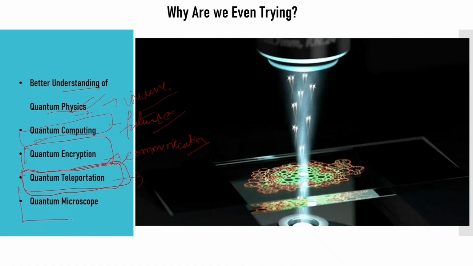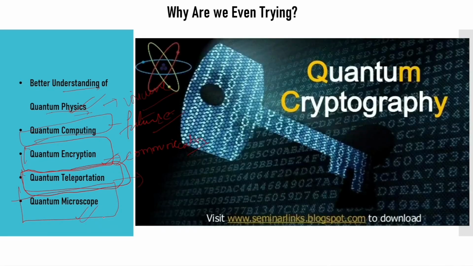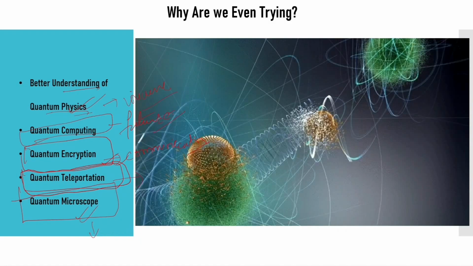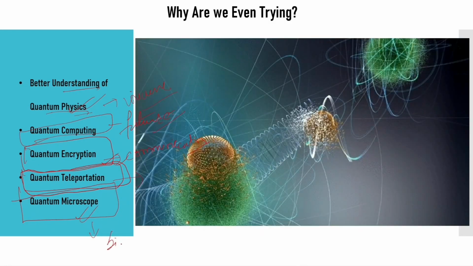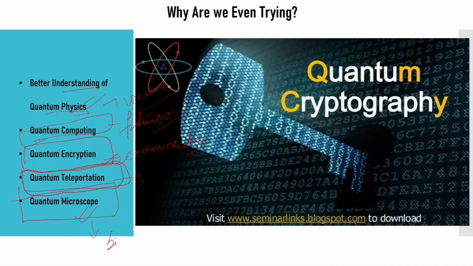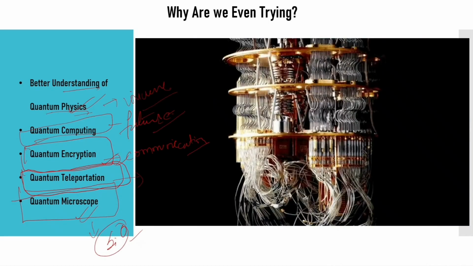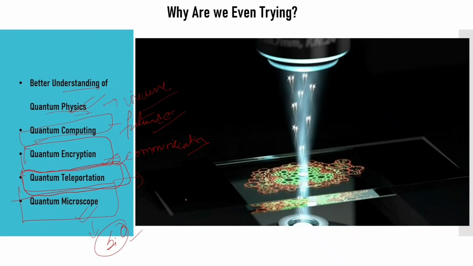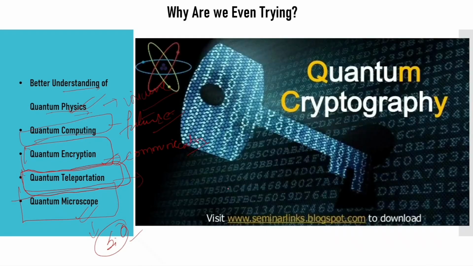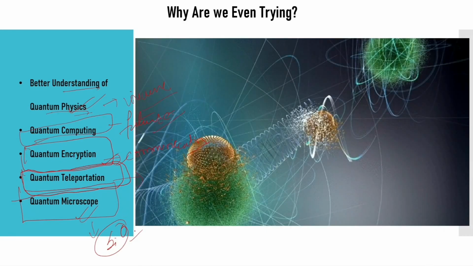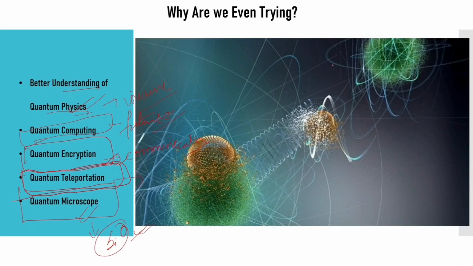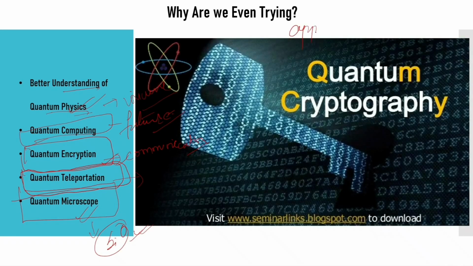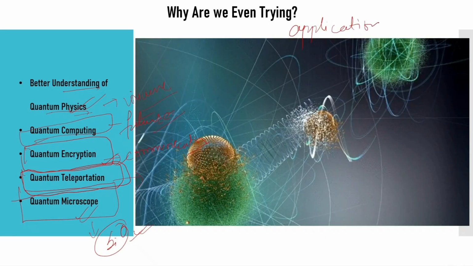And lastly, quantum microscope. This has been realized very recently, I think this week itself. So it will help us better see the biological structure, because earlier the laser light that we used actually destroyed the living sample that we processed. So using a quantum microscope, we can better examine these living samples without destroying them. So these are some of the applications of quantum entanglement.